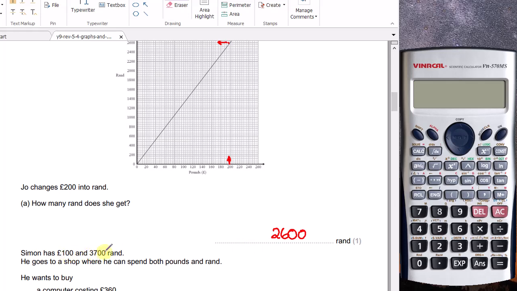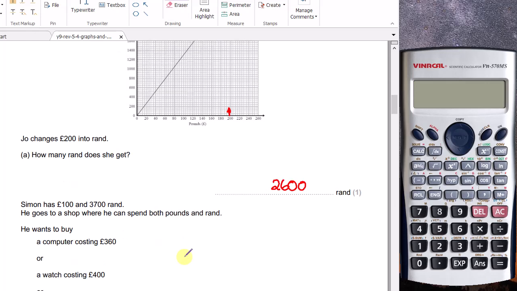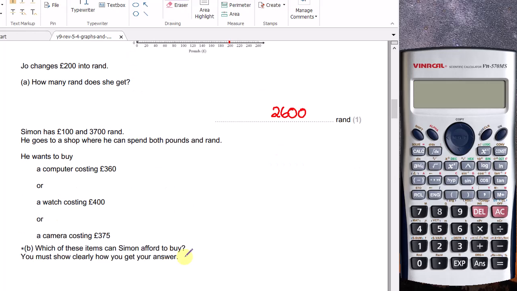Simon has £100 and 3,700 rand. He goes to the shop where he can spend both pounds and rand. He wants to buy a computer, a watch, and a camera, all in pounds. Which of these items can he afford to buy? Must show clearly how you got your answer. Well, there is a logical thing to do with this one, which is make sure your units are the same. So we've got a unit in pounds, and we've got a unit in rand. So my first step would be to turn that rand into pounds.